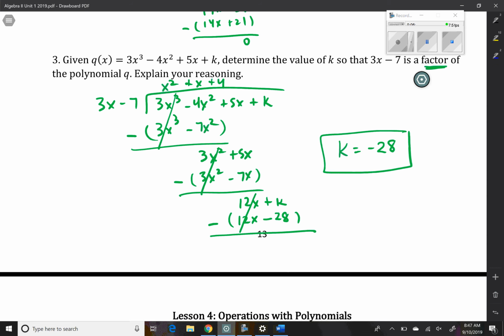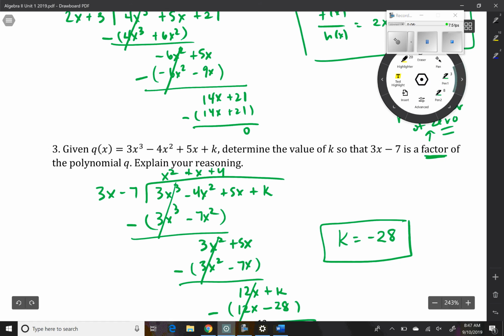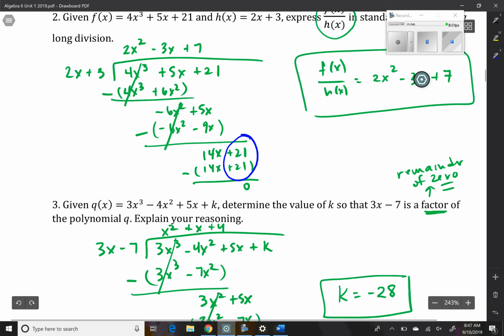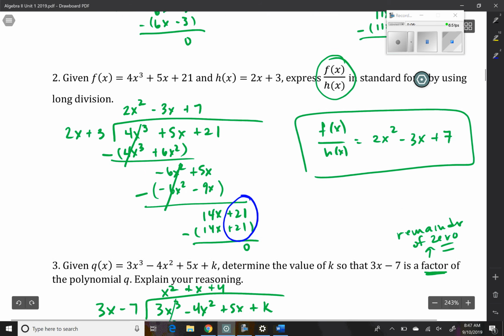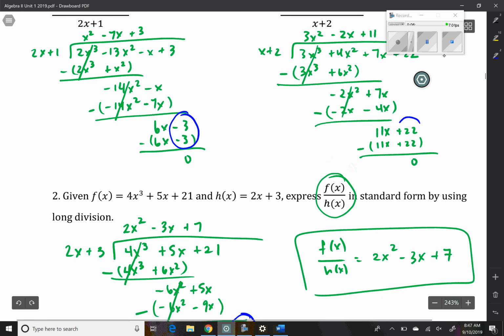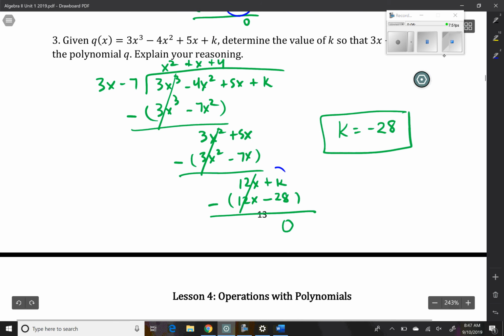Because if you look at every other problem we've done, at the end, to make the remainder 0, every single time, I'm going to use a different color here. Doing this for Joey Castellonia because I know he's watching and he likes different colors. Every single time, the two numbers at the end were exactly the same. So we want to make that happen here by making these two numbers exactly the same, which is why k is negative 28.